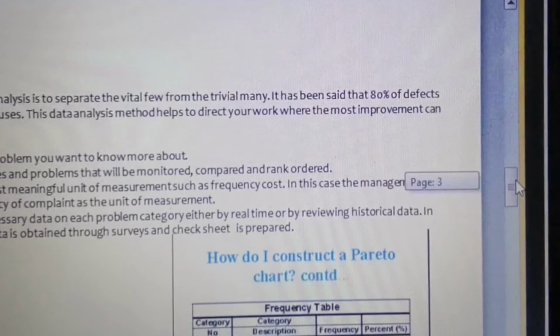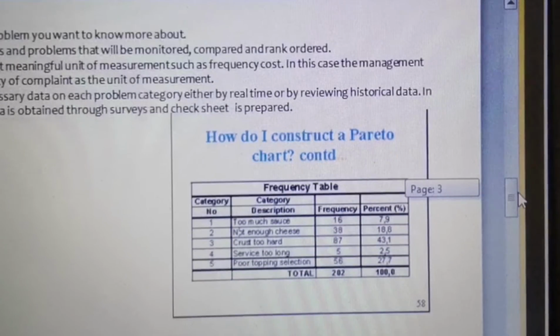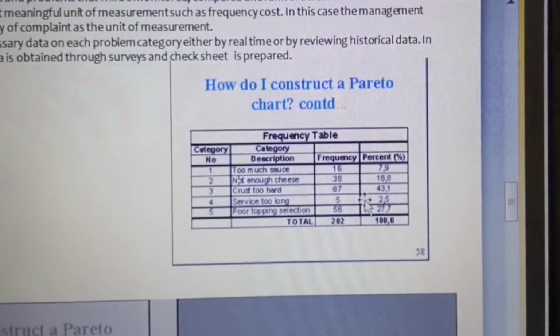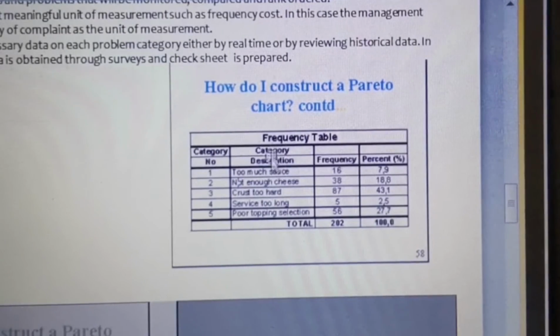First, you have to decide which problem you want to know more about. Choose the causes and problems that will be monitored, and choose the most meaningful unit of measurement. Gather the necessary data. So how do you construct a Pareto chart? You identify the causes or problems: too much sauce, not enough cheese, crust too hard, service too long, poor topping selection. Let's assume this is a restaurant that sells pizza.